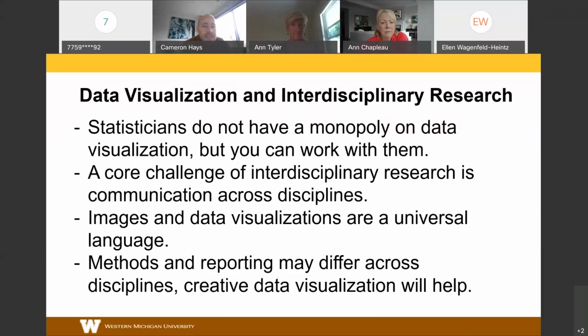So of course, I'm from the IHS cohort, and we have to give a plug to interdisciplinary research. Data visualizations have a lot of value here. So statisticians do not have a monopoly on data visualization, but you can work with them. So you want to be familiar with the methodologies and best practices. And as I mentioned above, a core challenge of interdisciplinary research is communication across disciplines, and data visualizations are great for communicating complex information. Data and visualizations and images are a universal language. Also, methods in reporting may differ across disciplines, and creative visualizations will help bridge that gap.